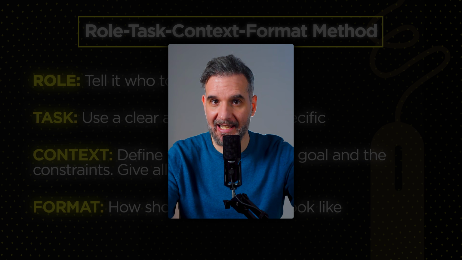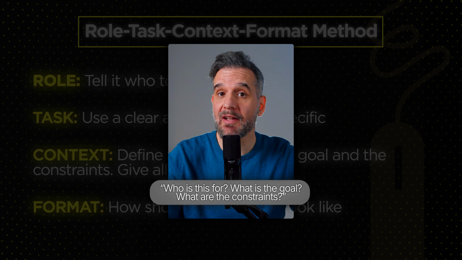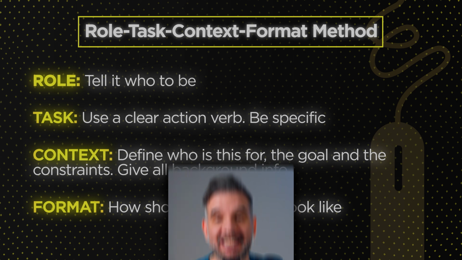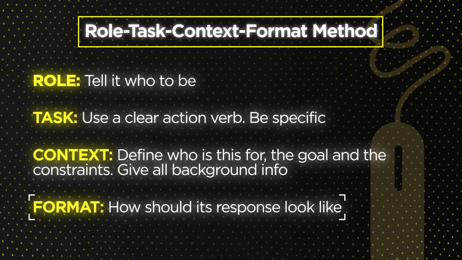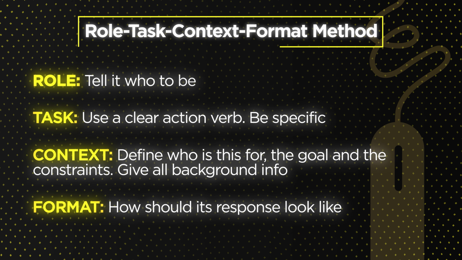This is the missing link. Who's this for? What's the goal? What are the constraints? Give it the background info Gemini doesn't have. How should its response look? For example, you can tell it to answer in bullet points, in a table, or maybe in CSV format. You can even provide a sample of how the generated output should be formatted. Follow my formula and the difference in quality will be night and day.